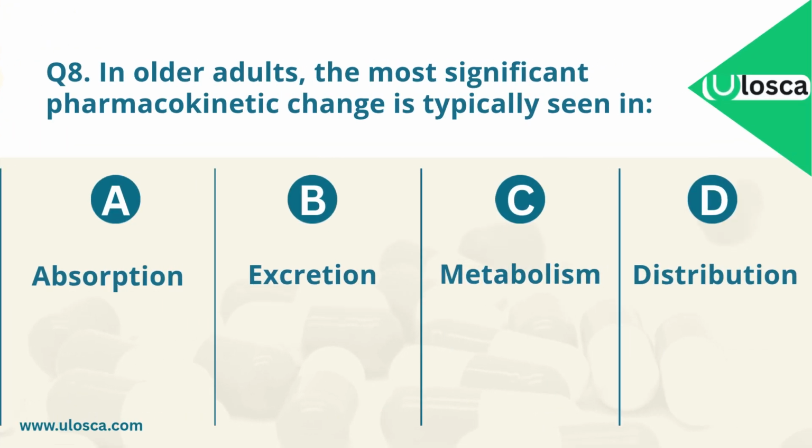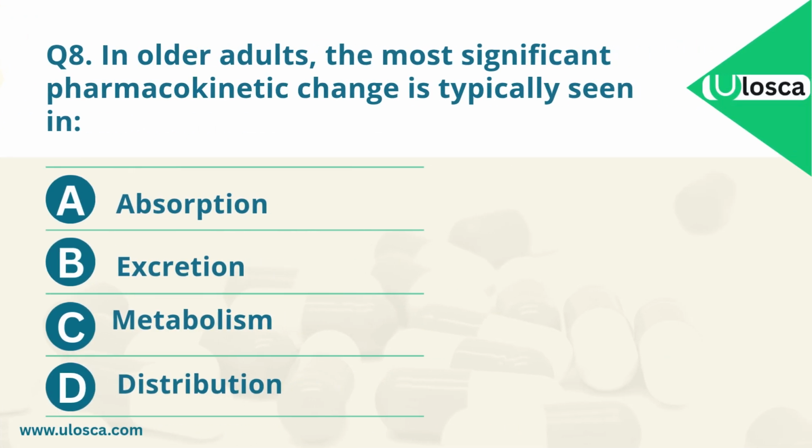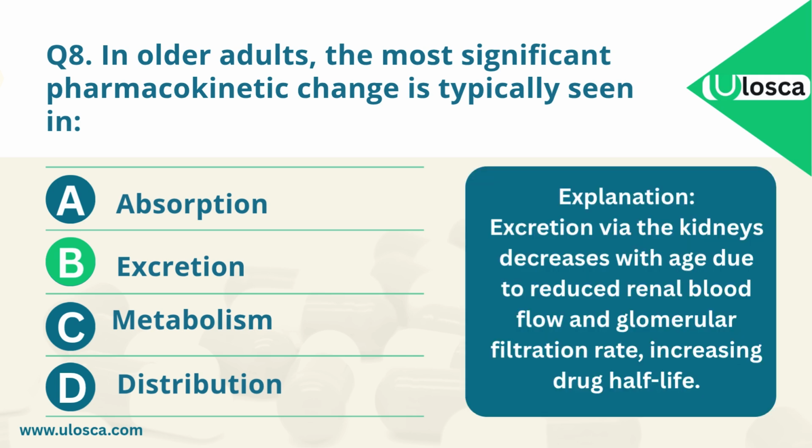Question 8. In older adults, the most significant pharmacokinetic change is typically seen in A. Absorption, B. Excretion, C. Metabolism, D. Distribution. Which one is the correct answer? The correct answer is B. Excretion. Explanation. Excretion via the kidneys decreases with age due to reduced renal blood flow and glomerular filtration rate, increasing drug half-life.